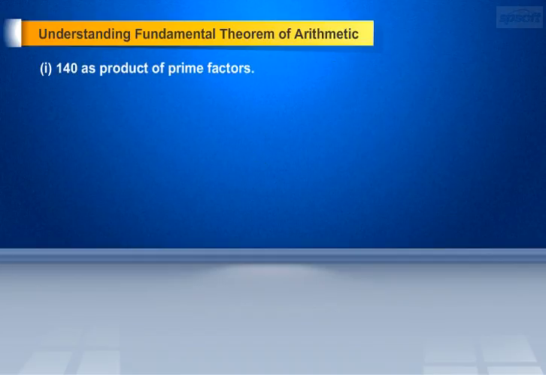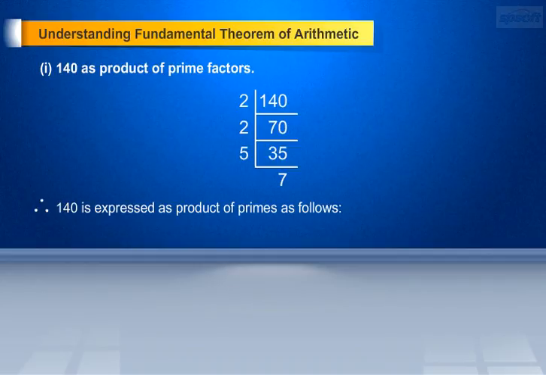140 as product of prime factors. 140 can be written as 2 into 70. 70 can be written as 2 into 35. 35 can be written as 5 into 7. Therefore, 140 is expressed as product of primes as follows. 140 equals 2 into 2 into 5 into 7 equals 2 square into 5 into 7.